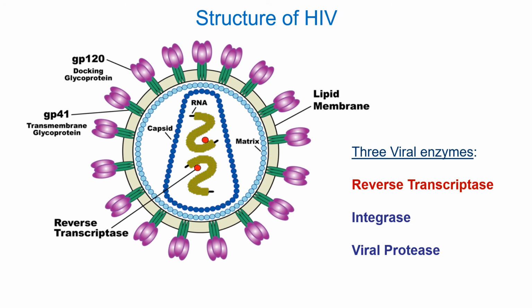We have another enzyme known as integrase, not shown here, but integrase will take the DNA that's produced by reverse transcriptase and then plunk that into the DNA of the host cell. So it's going to integrate the DNA into the host DNA. And then finally we have an enzyme known as viral protease. A protease, also known as a proteinase, is an enzyme that breaks down protein.